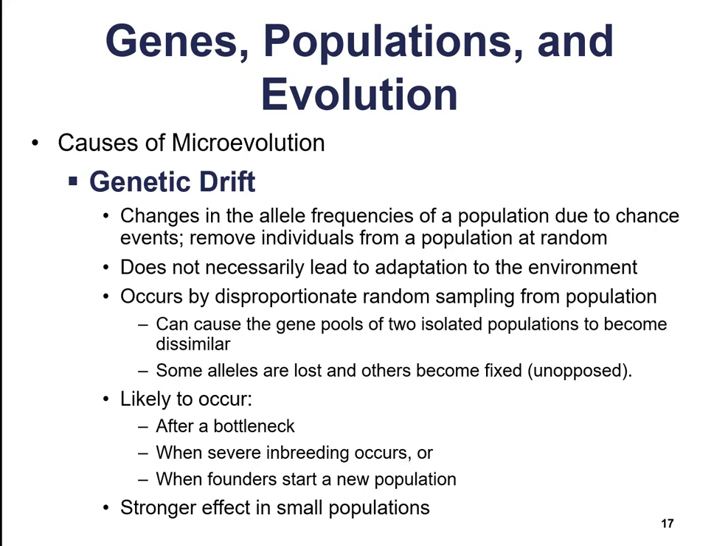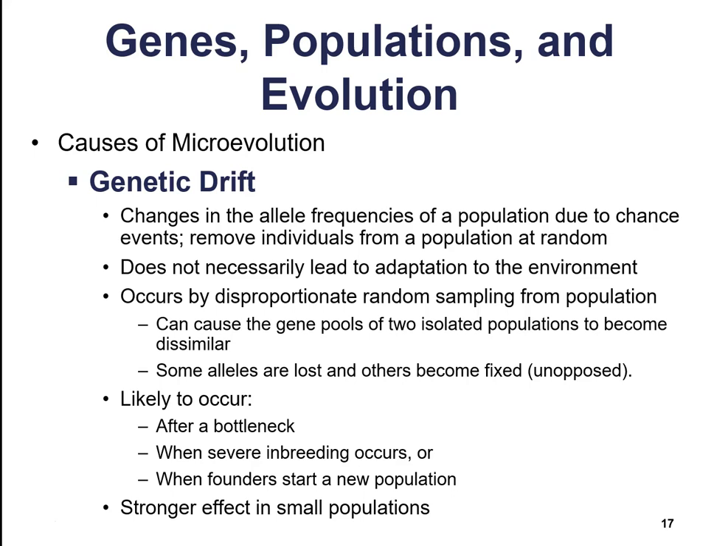I told you we're going to talk a little bit about types of genetic drift, because we mentioned that on the other slide. So what's genetic drift? Changes in the allele frequencies of a population due to a chance event. Genetic drift is something that will remove individuals from a population just randomly. It doesn't necessarily lead to adaptation to the environment.